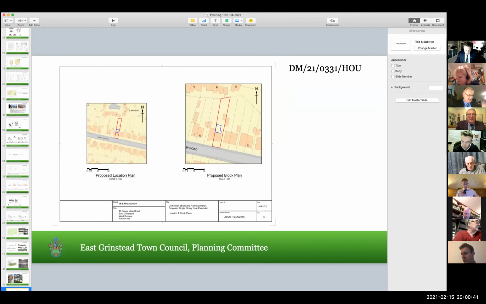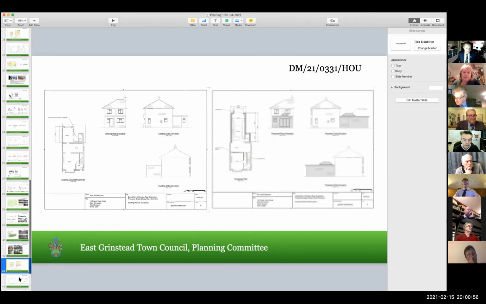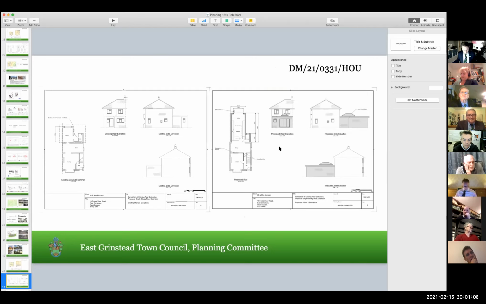This is DM 210331. This is 19 Forest View Road. This is demolition of existing rear extension and replaced with single-story rear extension. So there is a small extension to the rear at the moment. They wish to bifold and lantern and extend, make it a little bigger. This is Heron Tie. So Councillor Odey.